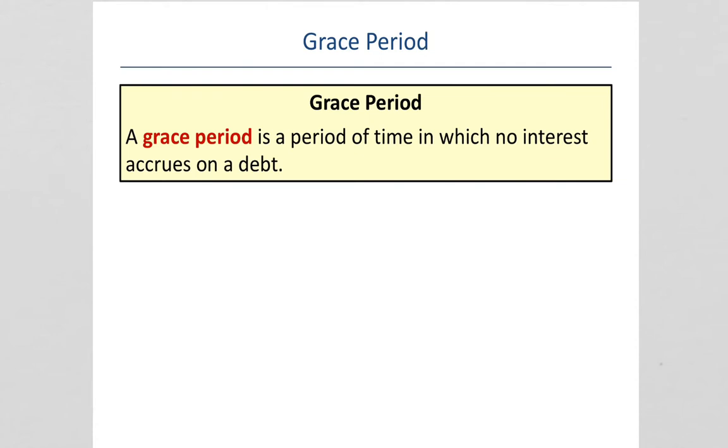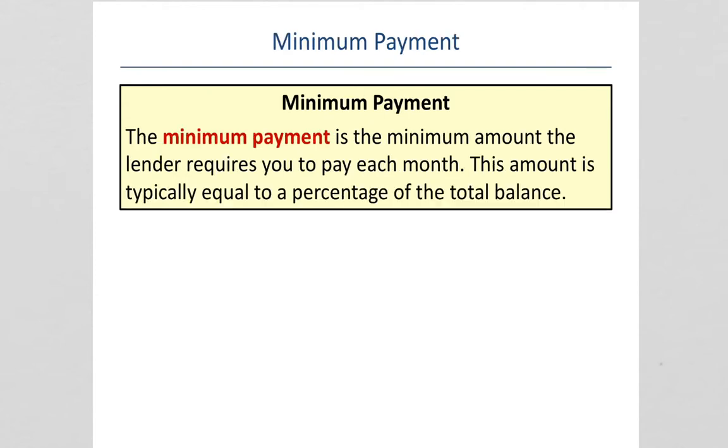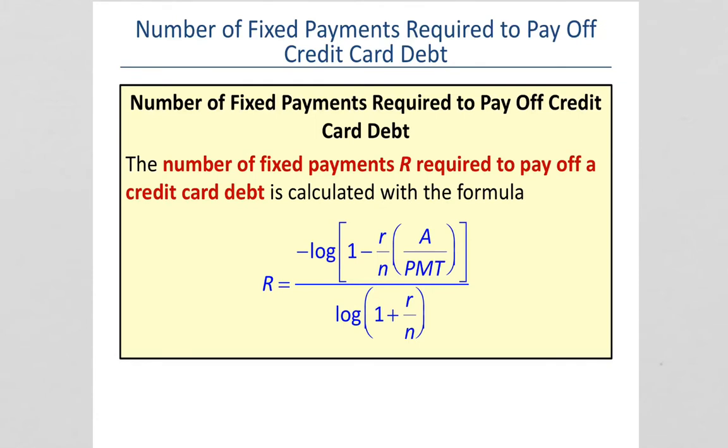A grace period is a period of time in which no interest accrues on a debt. The minimum payment is the minimum payment amount the lender requires you to pay each month. This amount is typically equal to a percentage of the total balance, and it's usually mostly interest, especially on credit cards.